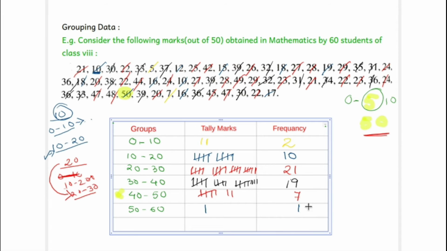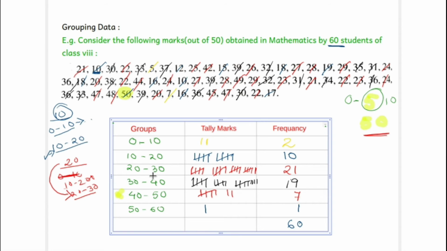Okay, now how to check that your frequency table is correct or not? Here it is already mentioned that there are 60 students. That means here total 60 numbers are there. So if we add this and get the total as 60, that means our frequency is correct. So 7 plus 1 is 8 plus 9, 17, 18, 19, 20. So 20 carry 3, 4, 5, 6. Yes, our total is 60. That means our frequency is correct.